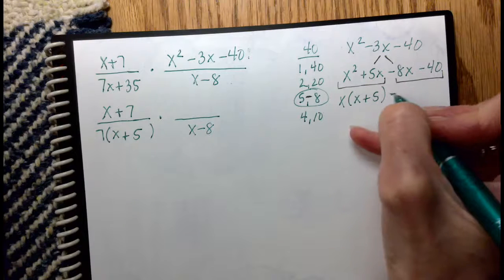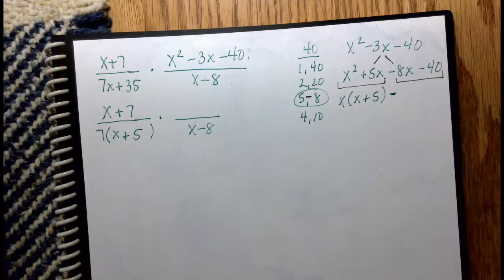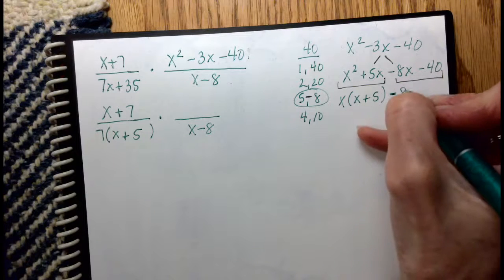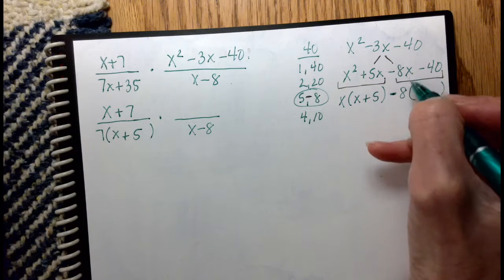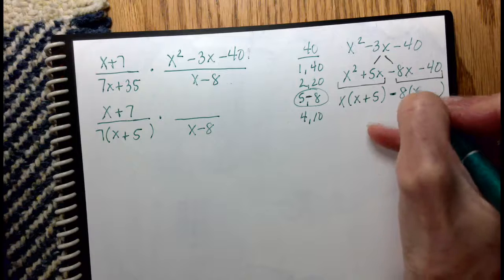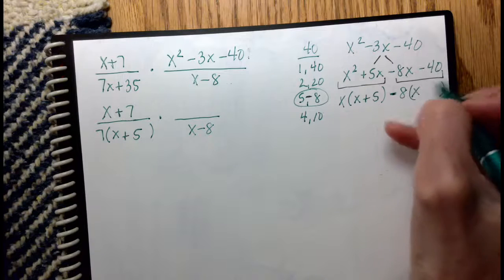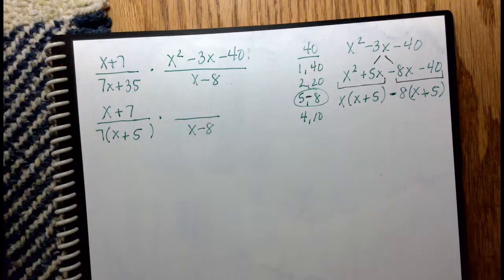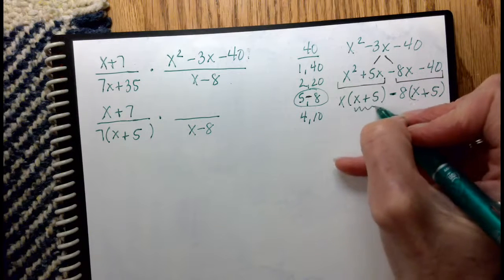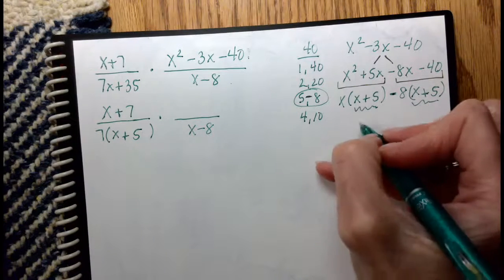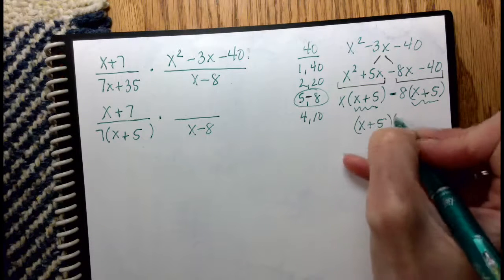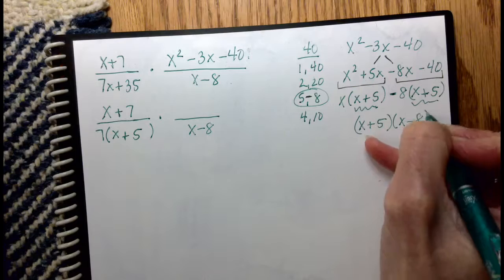And over here in the second group, be really careful, that minus is important. The greatest common factor is going to be negative 8. Negative 8x divided by negative 8 is x. Negative 40 divided by negative 8 is positive 5. And now what we've got is x plus 5, and then we have x minus 8.